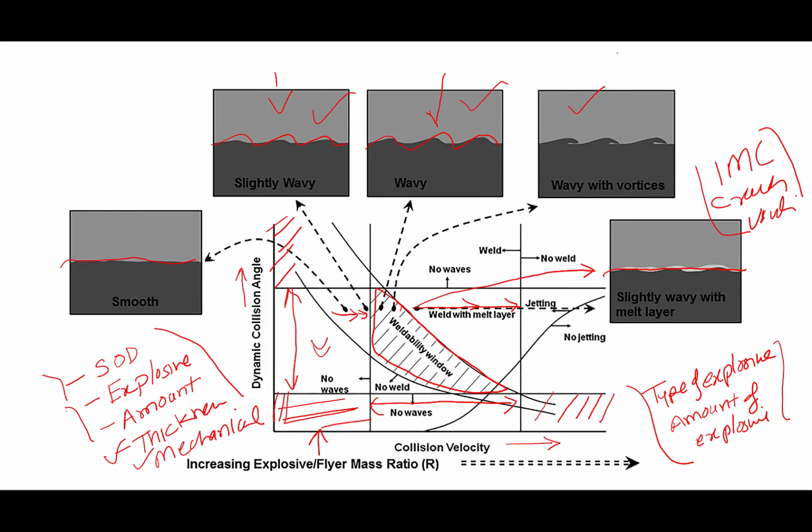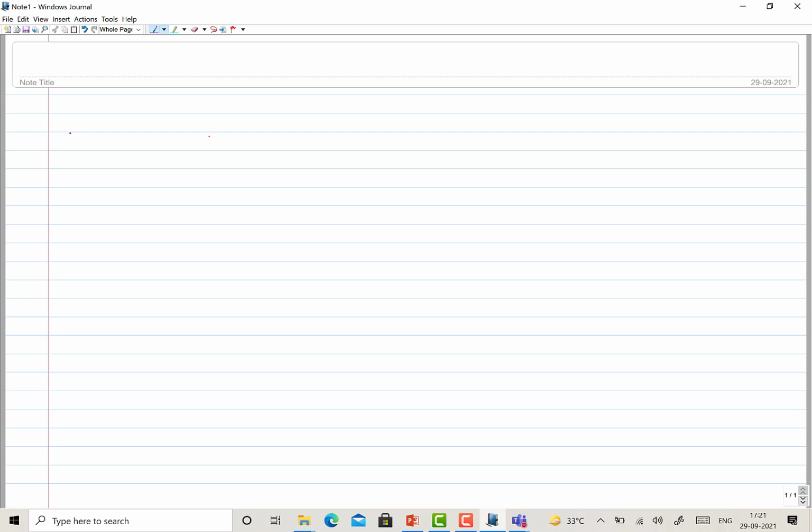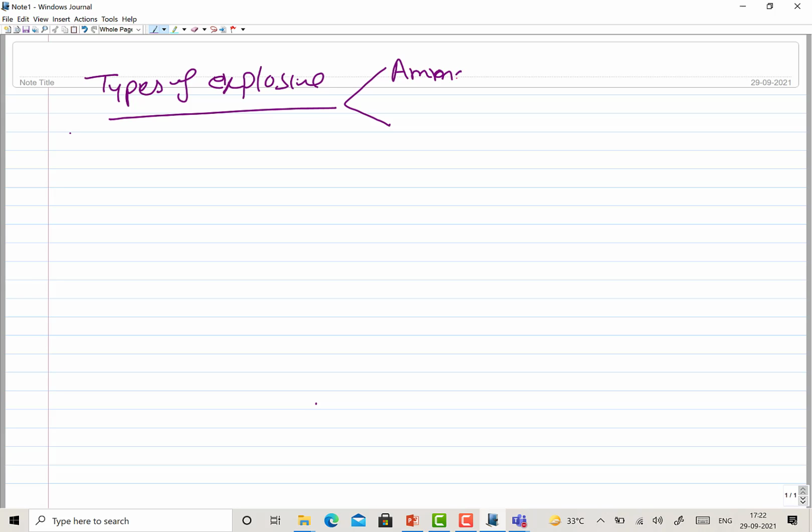Now let me show you some of the details related to the explosives, what they offer, and what the common explosives are. There are two most common types of explosives which are used. One is ammonium nitrate.